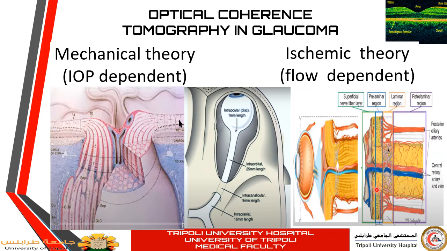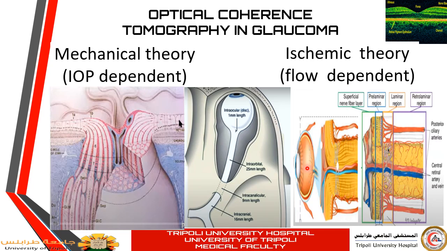Now, the ischemic theory says that when there is a decrease in the perfusion pressure of the eye, this will lead to damage to the axons of the nerve fiber layer, or the axons of the ganglion cells. The perfusion pressure is the difference between the arterial pressure and the intraocular pressure. If the arterial pressure is low, this will lead to a decrease in the perfusion pressure, and in turn will lead to glaucomatous damage, or ischemia to the optic nerve fibers.